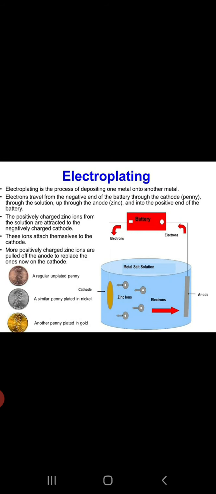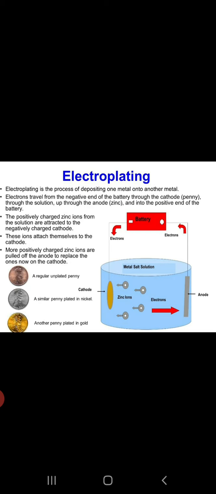So children, electroplating is actually a process where the deposition of a thin layer of one metal over another metal is done by the method of electrolysis. Alright, like we all see that on some cheap metal, we see a thin layer of gold. Yes, silver layers are also coated on cheap metals. This is how electroplating is done.